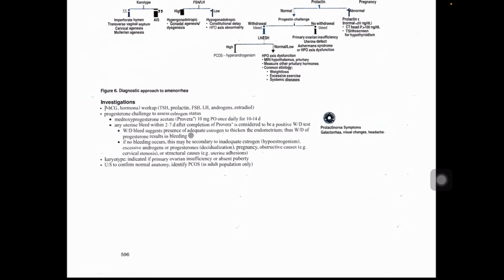Withdrawal bleeding suggests the presence of adequate estrogen to thicken the endometrium. Withdrawal of progesterone results in bleeding. If no bleeding occurs, this may be secondary to inadequate estrogen, hypoestrogenism, excessive androgen and progesterone, pregnancy, obstructive causes, for example cervical stenosis, or structural causes.